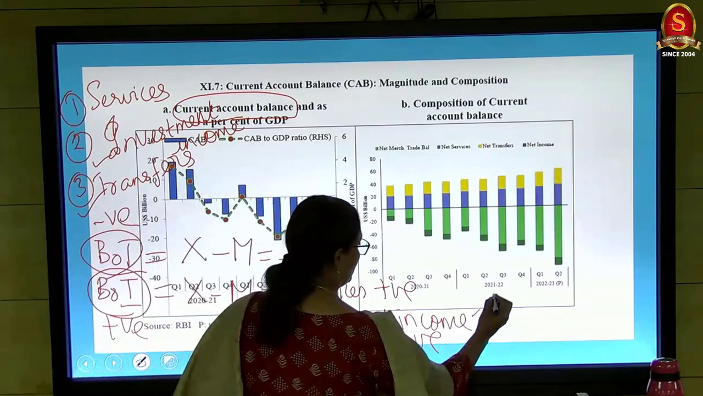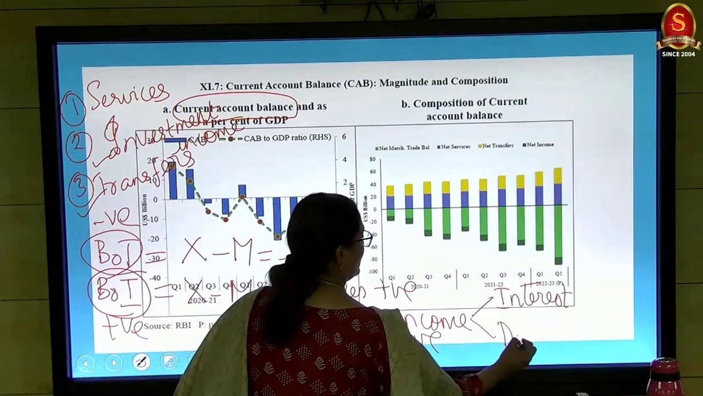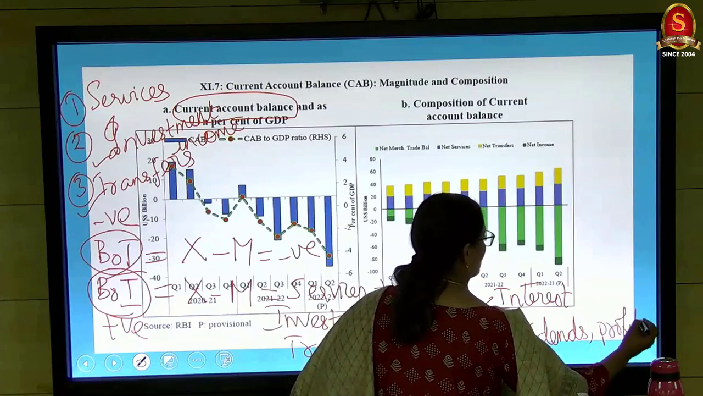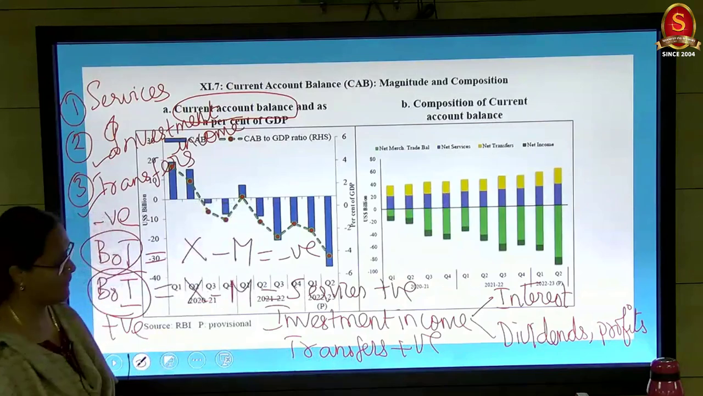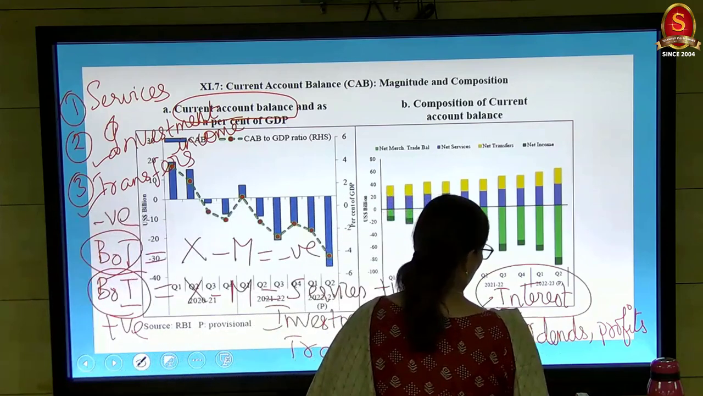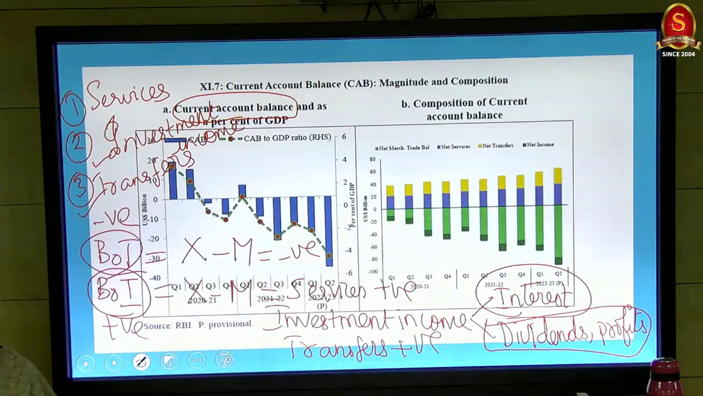What is there in the investment income is interest and dividends and profits. Right? So now you have to tell, interest is related to debt, dividends and profits is related to FDI and the FII, whatever we have taken in the capital account. I think we had a discussion about this in the last class. Investment income components, do we know why we are writing interest and dividends and profits here?